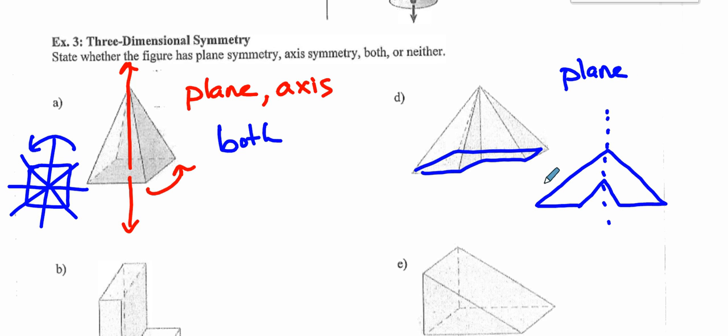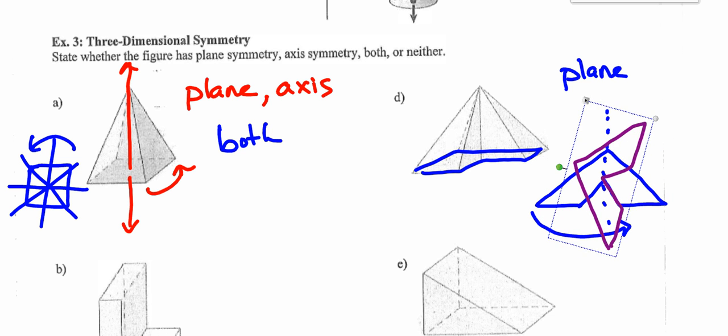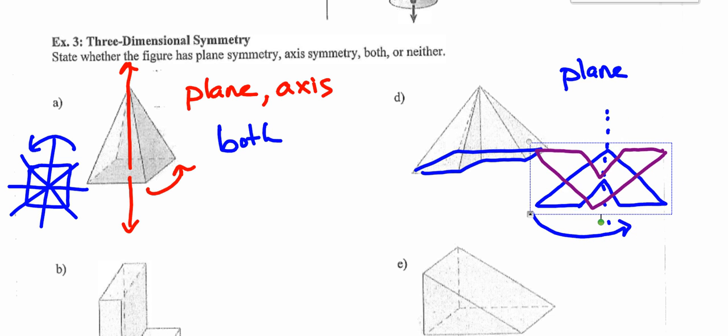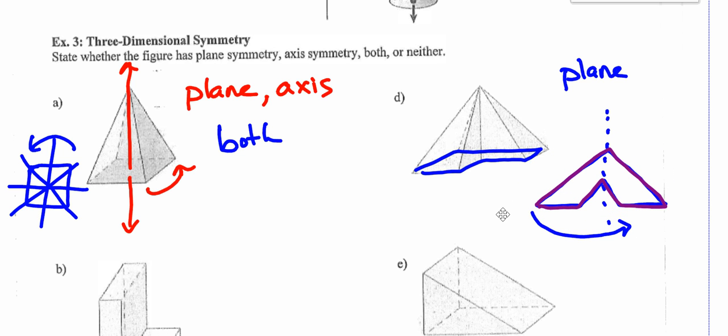But could I rotate this around and it map to itself? Well, let's just go ahead and try that. I'll just do a quick outline here, and let's see if that maps to itself. Well, there it doesn't. Finally, it does after 360 degrees, but that's not going to work. So this does not have axis symmetry. It's just going to have plane symmetry.